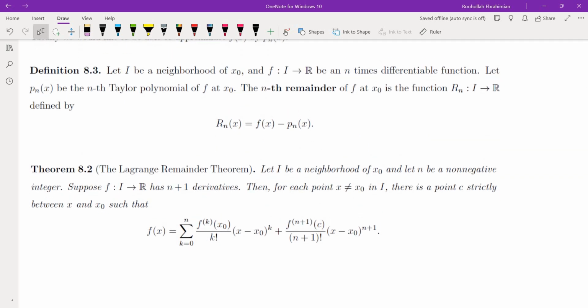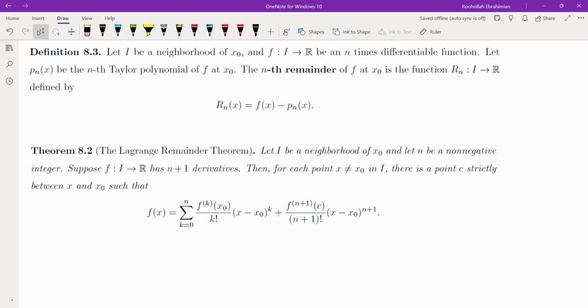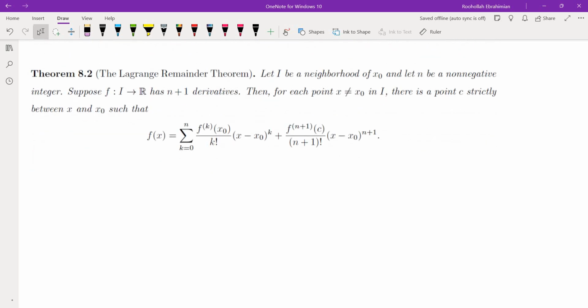We would like this to go to 0. If Rn of x goes to 0, then we can say f of x can be approximated by Pn of x, and as n goes to infinity, f of x becomes very, very close to Pn of x. This is what we want to prove. Although that's not always true, we're going to come up with some conditions that guarantee the equality. Okay, so first a theorem, a very important theorem, the Lagrange Remainder Theorem, that we are going to prove, and then we will see some applications of this theorem.